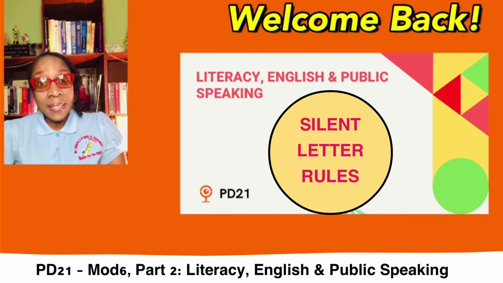For example, called, C-A-L-L-E-D, walked, W-A-L-K-E-D, helped, H-E-L-P-E-D. We only pronounce the E in a word ending with ed if the base word ends with a D or a T. For example, L-A-N-D, land, L-A-N-D-E-D, landed, S-T-A-R-T, start, S-T-A-R-T-E-D, started.